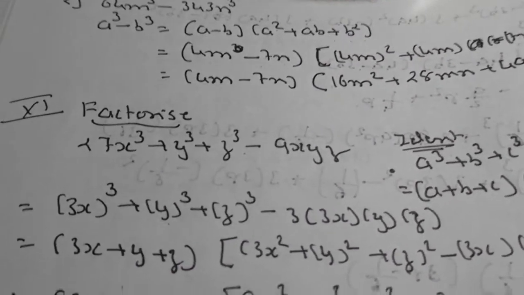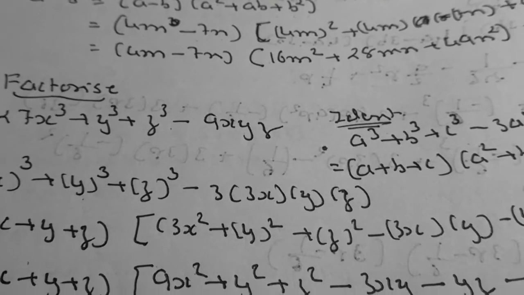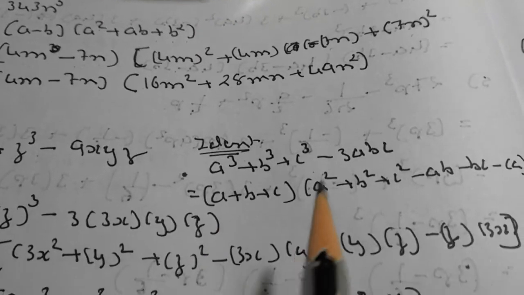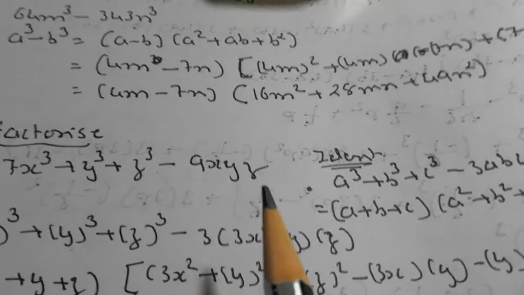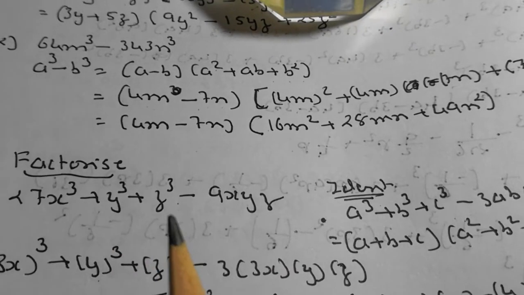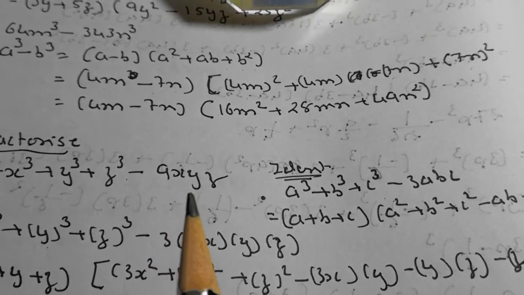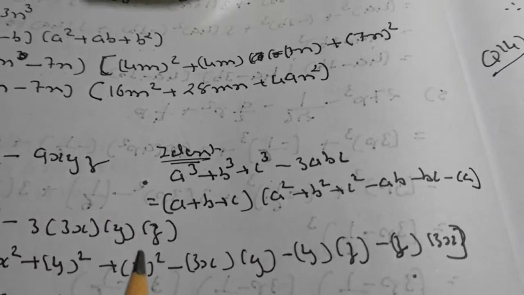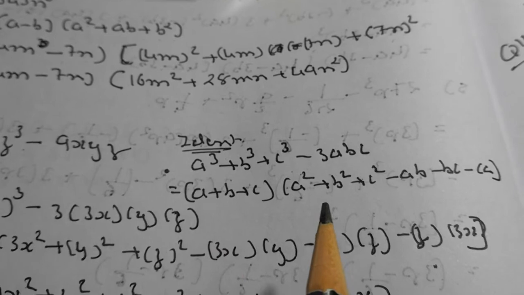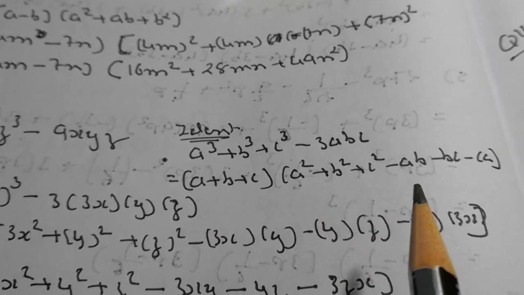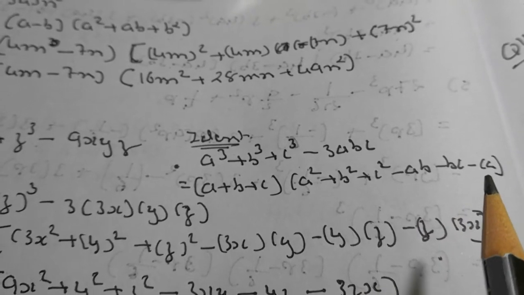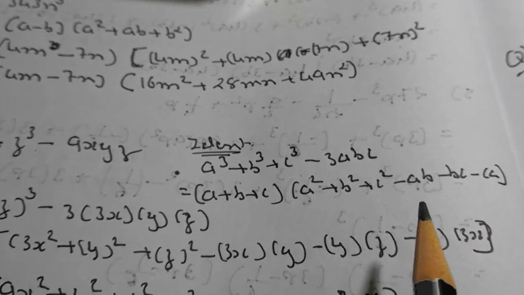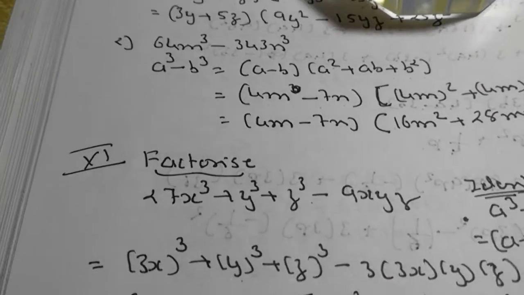Well, again factorize 27x cube plus y cube plus z cube minus 9xyz. Again the identity a cube plus b cube plus c cube minus 3abc. The question is in this form: a cube plus b cube plus c cube minus 3 into a, b and c. So the expansion or the identity will be a plus b plus c into a square plus b square plus c square minus first term into second term minus second term into third term minus third term into first term. So you are going to use this identity over here. So let us see the answer.